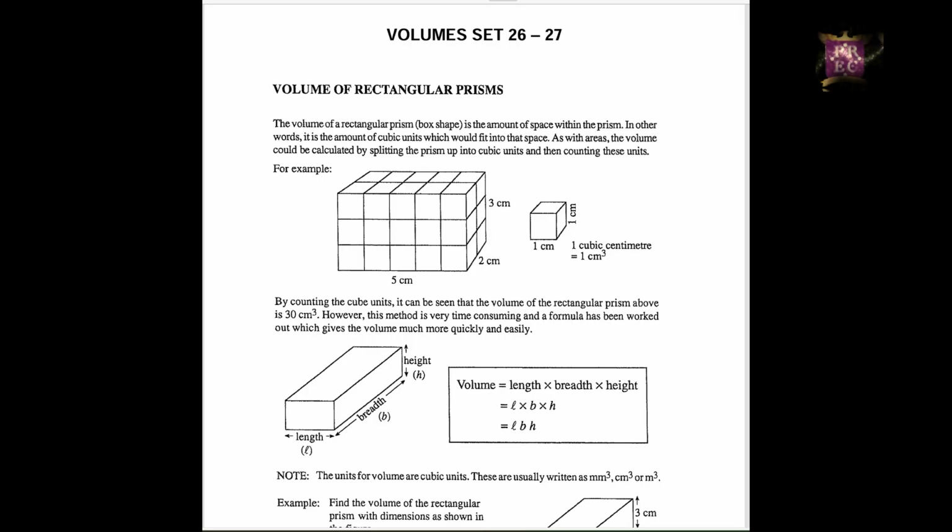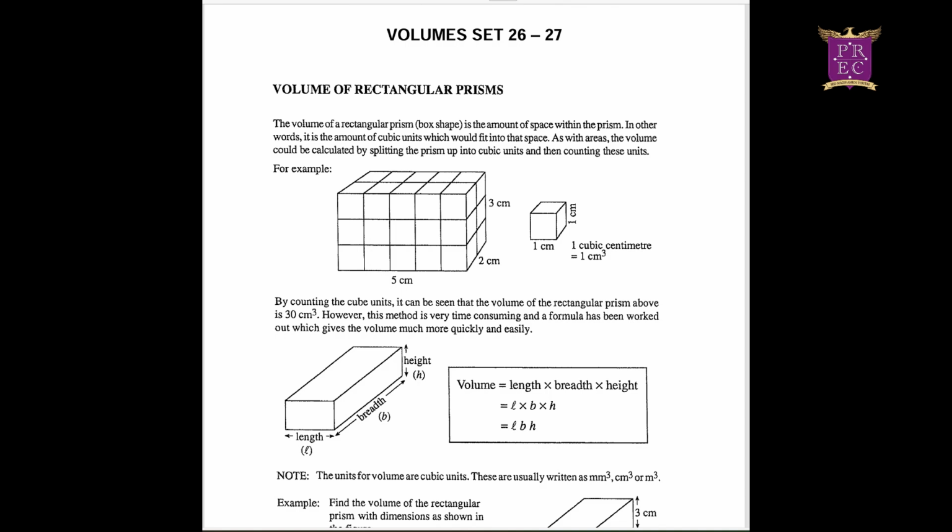Alright, today we're going to go through volumes, that's sets 26 to 27. Start with volume of rectangular prisms. Rectangular prisms are also known as cuboids, and they're basically anything that's rectangular but 3D. For example, your phone is a rectangular prism, or an eraser could be a rectangular prism. And we also have cubes.